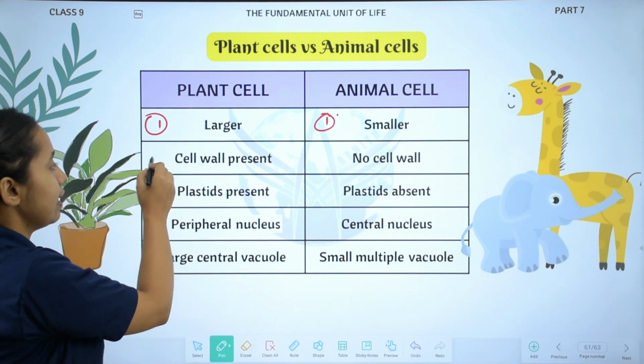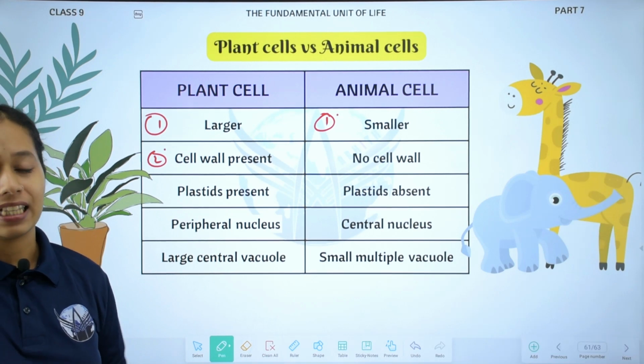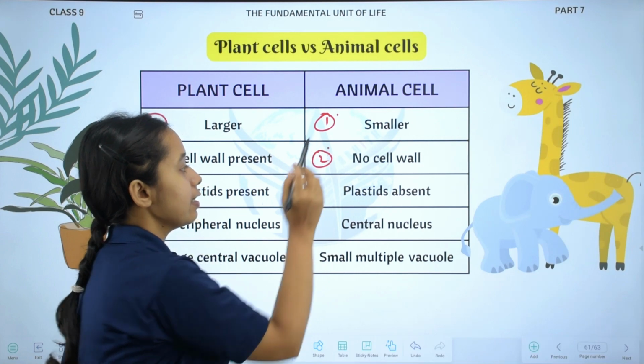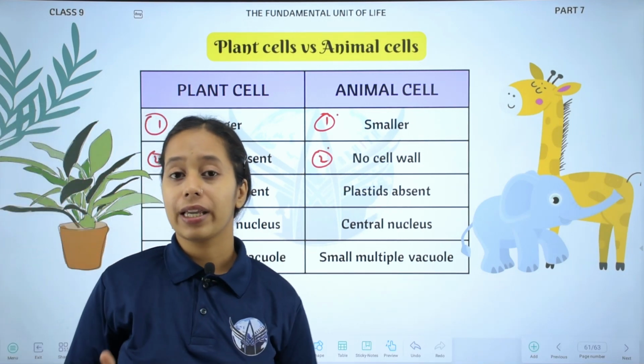Number 2, plant cells, they have cell wall. Cell wall is present in plant cell. All plant cells have cell wall. Here animal cells, they do not have cell wall. We have already discussed cell wall. Cell wall, they are made of cellulose.